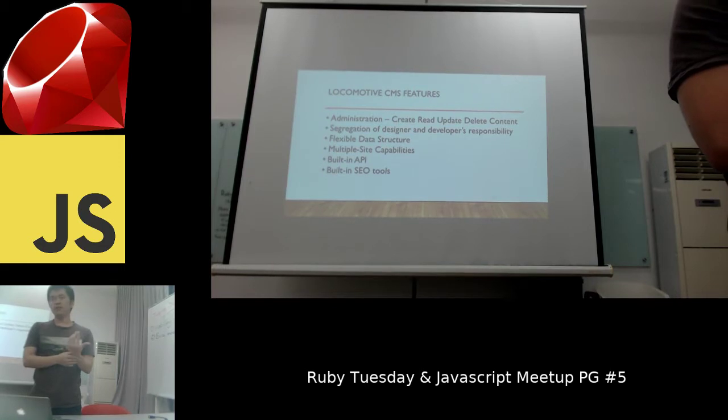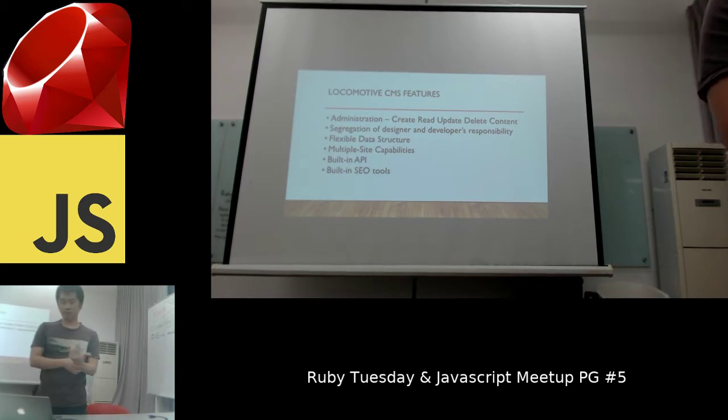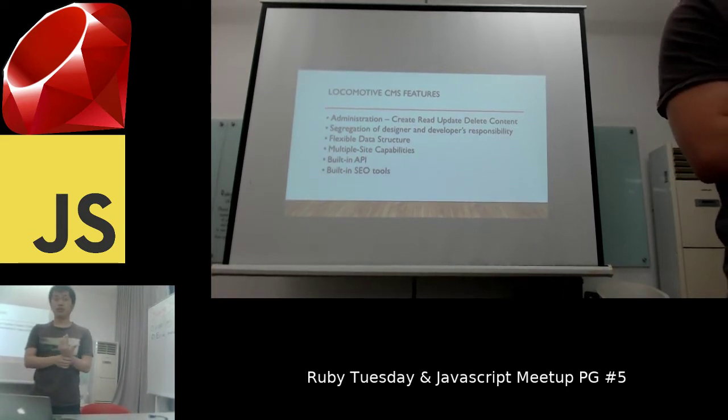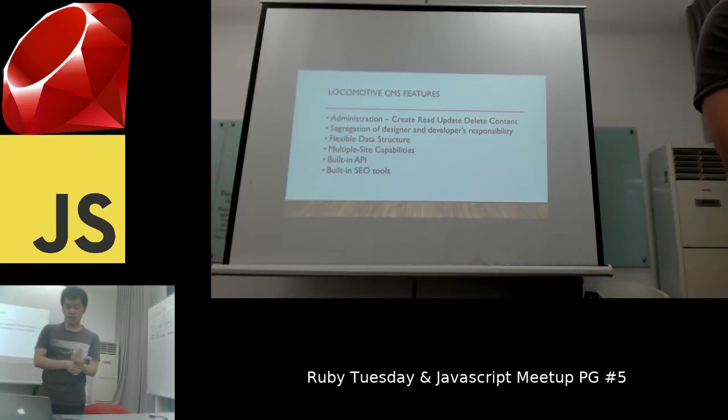There are a few CMSs written in Rails also, like Radiant, but it's outdated already. So the most active one, I think, is Locomotive. There are some pros and cons in Locomotive CMS. The first one is administration. Each CMS will have this, which is create, read, update, delete. This is the most basic one. The second one is segregation of designer and developer responsibility, where the designer just does the design and the programmer just does the programming.